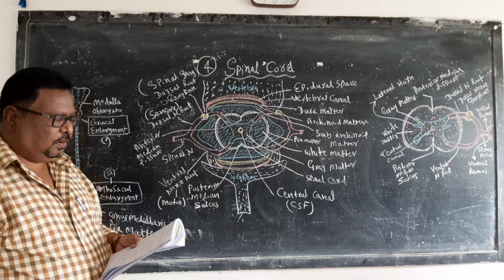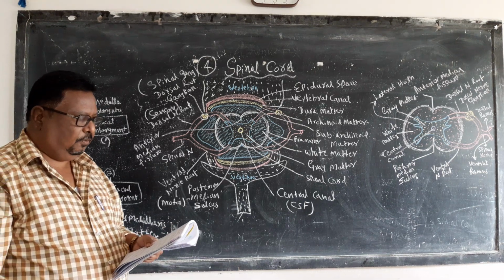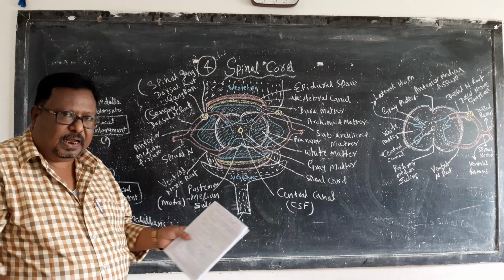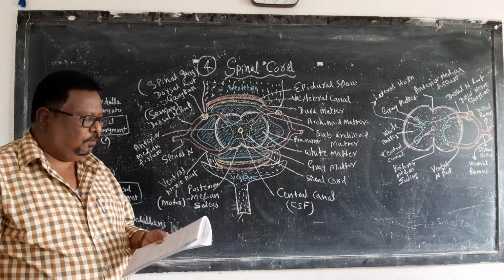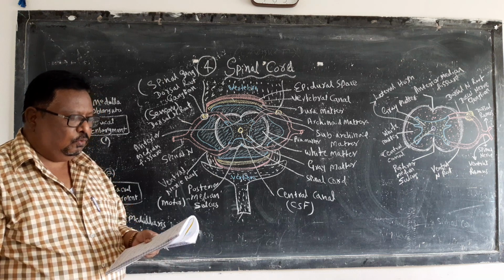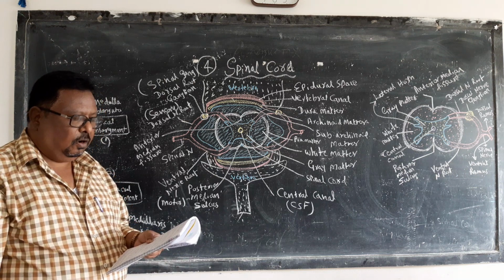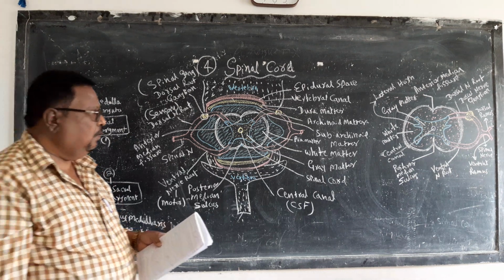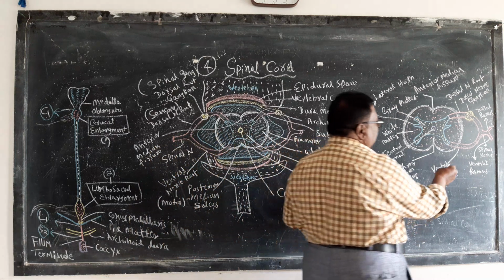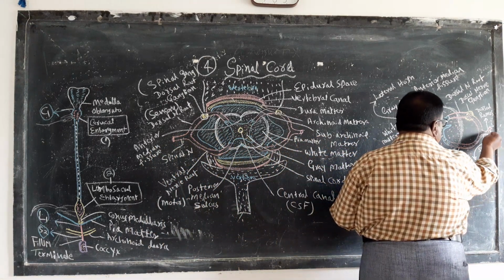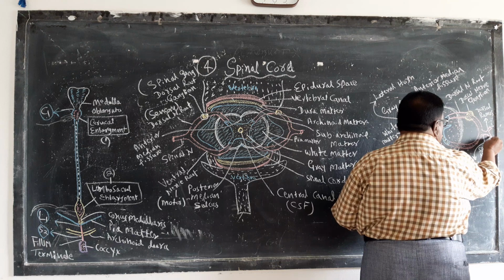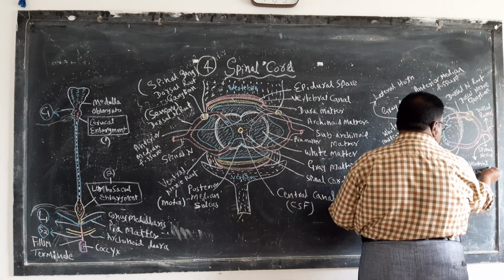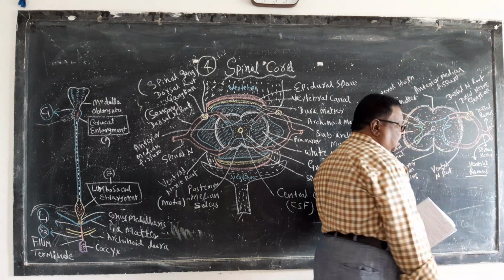Each spinal nerve passes through the intervertebral foramen, and divides into two nerves called the dorsal ramus and the ventral ramus. They come out as the spinal nerve and divide into two nerves: the upper one is called the dorsal ramus and the lower one is called the ventral ramus.